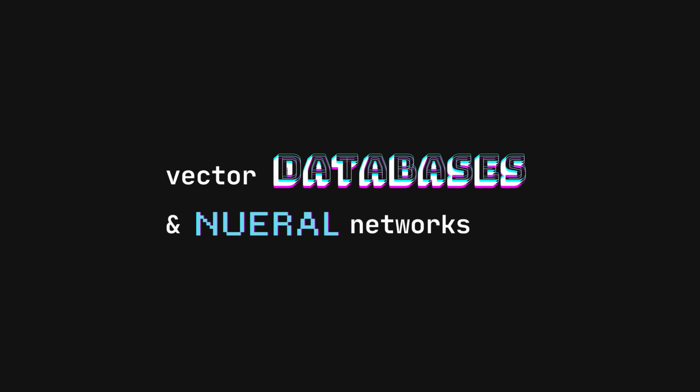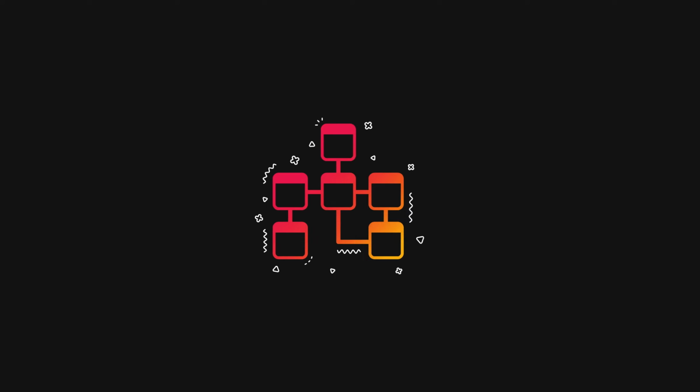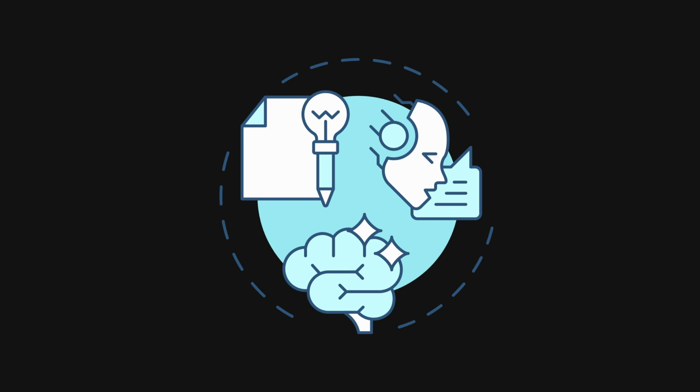Large language models are fundamentally different, so let's look into the technologies that make them different. The two big ones are vector databases and neural networks, and it goes without saying that there are no relational databases in large language models.